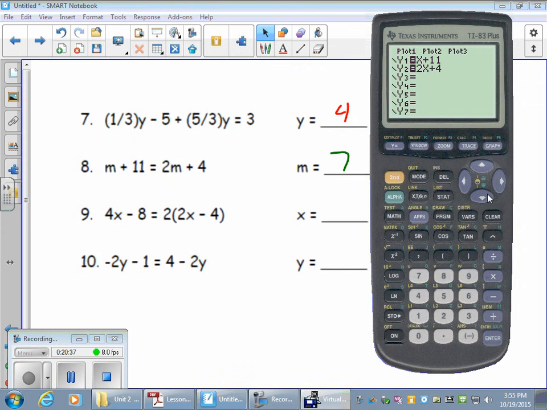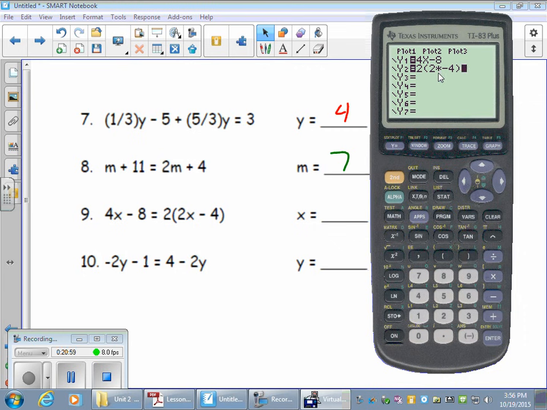These last two are tricky. Stay with me. There we go. Number 9. 4x minus 8 goes under my first equation, and the y sub 2 is going to be the right-hand side, which is 2 parentheses 2x minus 4, close parentheses. Ooh, I didn't do that right. Watch what I'm going to do.